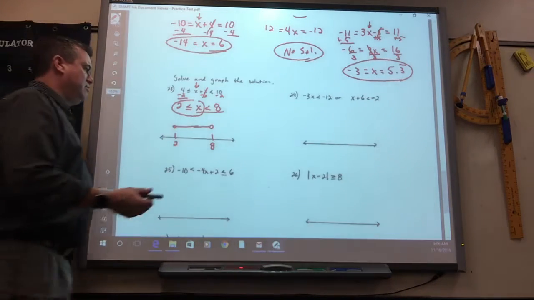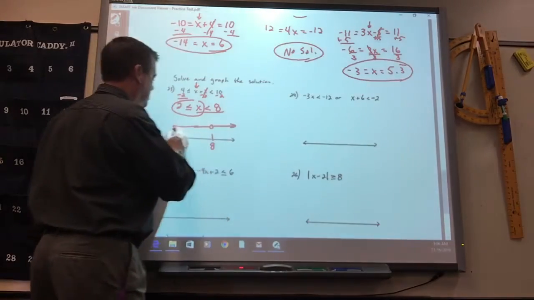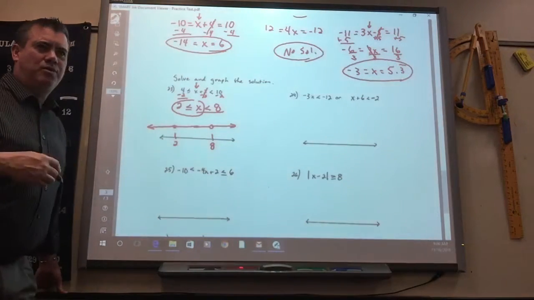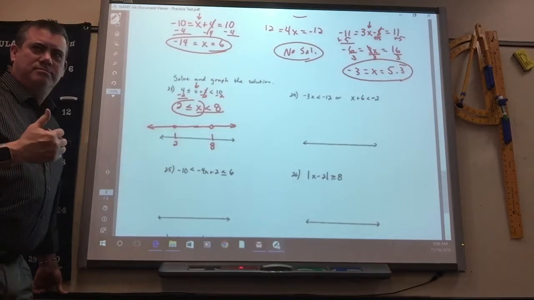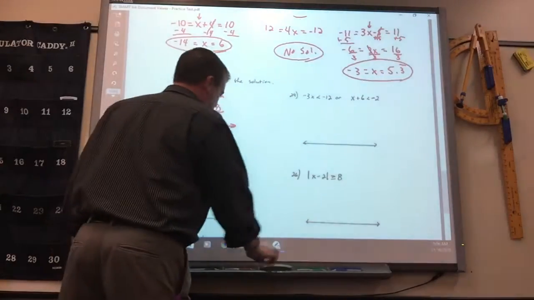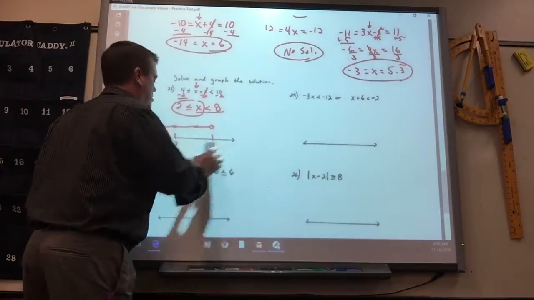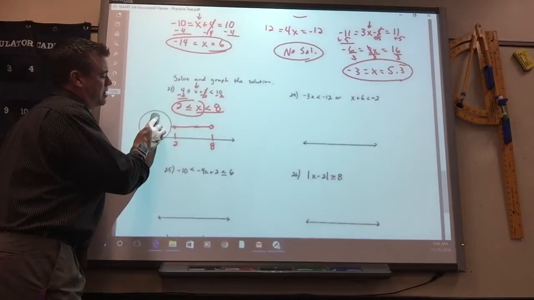Now, I don't know if any of you did this on your worksheet. Okay, make sure you don't, because you just got to have the lines where the solutions are, so it'd just be from there to there.